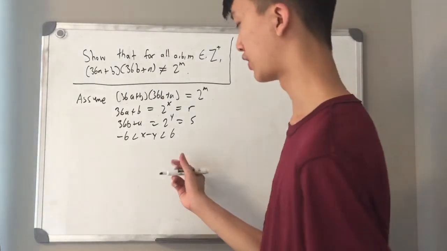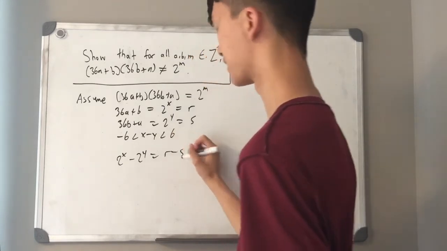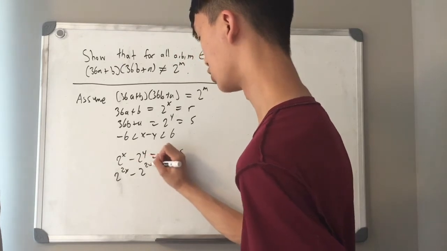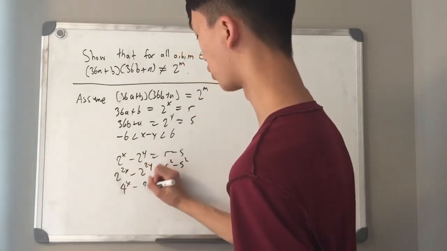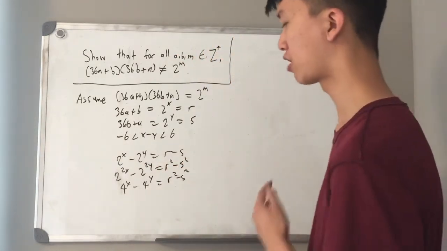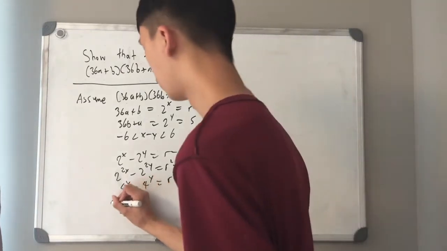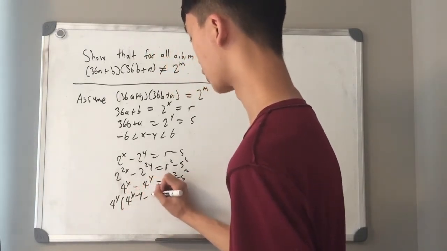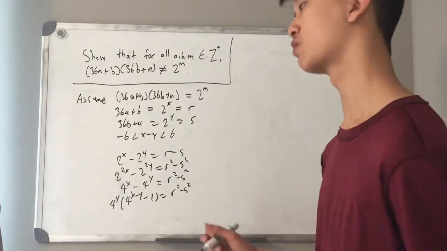So already we know that 2 to the power of x minus 2 to the power of y is equal to r minus s. But also remember that 2 to the power of 2x minus 2 to the power of 2y is equal to r squared minus s squared. And so 4 to the power of x minus 4 to the power of y will be equal to r squared minus s squared. So if we factor out a 4 to the power of y, we get 4 to the power of y times (4 to the power of x minus y, minus 1) is equal to r squared minus s squared. So now let's solve for r squared minus s squared.